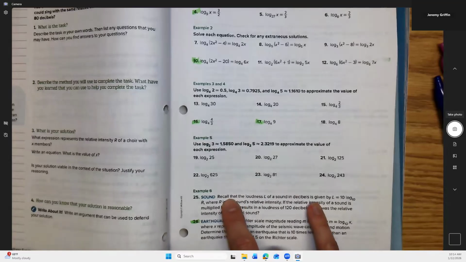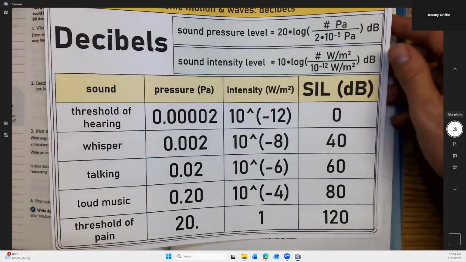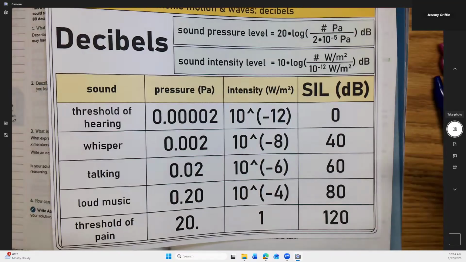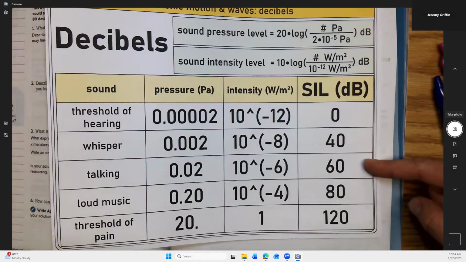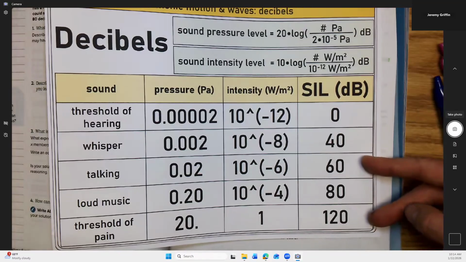Recall the loudness of a sound in decibels. Here's my decibels. I showed this to you yesterday. Remember that? So let's do a quick recap again. Right now, just me talking, it's probably pretty close to 60 decibels. Guys, what if you took the number of decibels and doubled it to 120 decibels? Show of hands, would that be twice as loud or no?